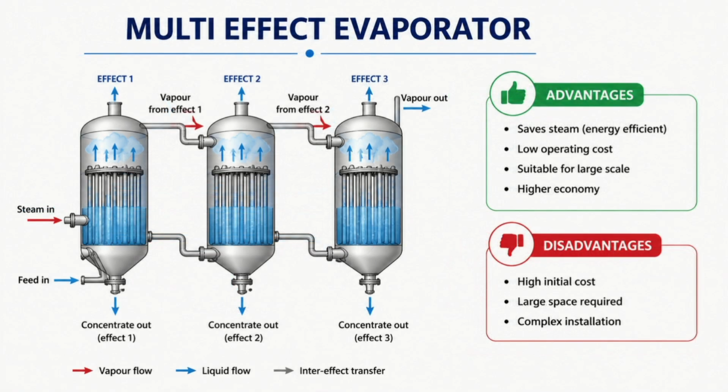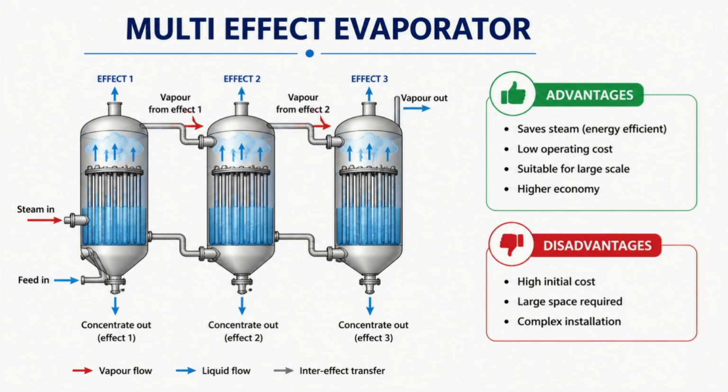Multiple effect evaporator. So now let us learn about the multiple effect evaporators. So these systems use vapor from one evaporator to heat another evaporator. So this arrangement saves steam and improves the energy efficiency. In this diagram, the vapors from the first effect become the heating source for the second effect. Similarly, vapors from the second effect heat the third effect.